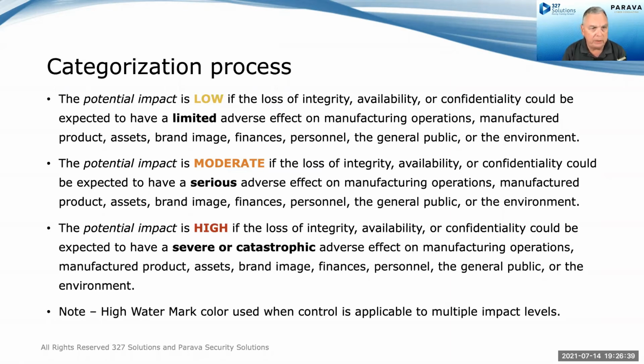If the potential impact is moderate, the loss of integrity, availability, and confidentiality could have a serious adverse effect on manufacturing operations, manufactured product, asset, brand image, finances, personnel, the general public, or the environment. If the potential impact is high, the loss of integrity, availability, or confidentiality could be expected to have a severe or catastrophic adverse effect on the manufacturing process.